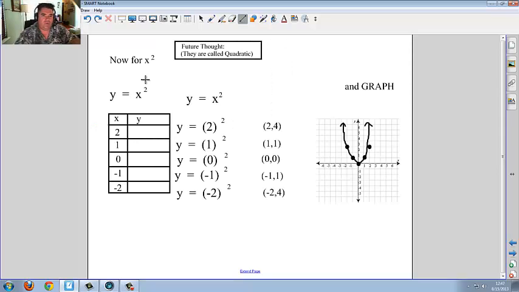Now, for x squared here, a future thought. X squared is called quadratic. Just when it forms that horseshoe kind of shape, that's a quadratic. For here, again, they have to give us the equation, which they do, and they have to give us the x's to choose from. Now, if they don't give you the x, you can choose your own. The question becomes, which x do you choose? Well, really, there's no wrong answer.